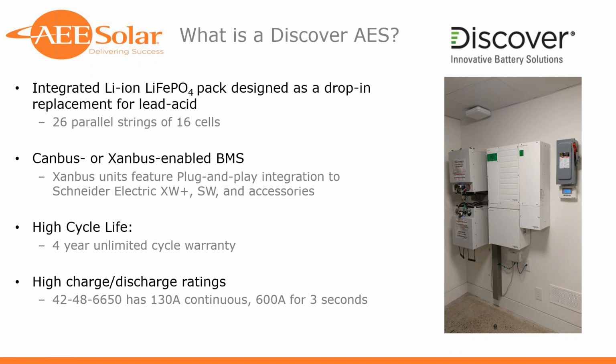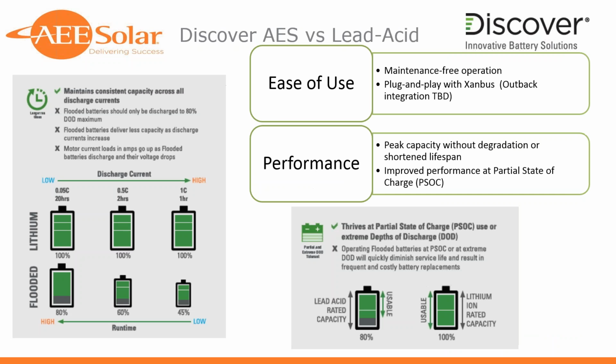cycles. High charge discharge ratings. 130 amps continuous, 600 amps for 3 seconds. So you're going to be able to turn on powerful loads. You're going to be able to support the high surge ratings of your typical off-grid product. Again, really addressing a lot of the capabilities you'd see with a quality AGM or lead acid or flooded lead acid battery in a much smaller format, with much better specific energy and good depth of discharge.